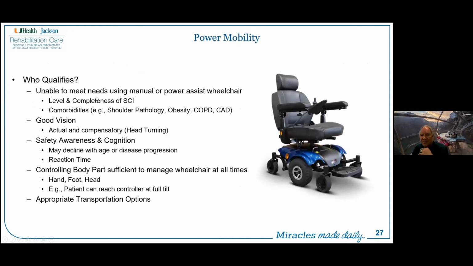So who qualifies? Those who cannot meet their needs using a manual or power assist wheelchair. This is going to depend upon level and completeness of spinal cord injury as well as the comorbidities. So take into account shoulder pathology, obesity, body weight, COPD, CAD. Those are going to be contributing factors to the need for power mobility. Folks need to have good vision, actual and compensatory, good safety awareness and cognition, recognizing this can worsen with age. Their reaction time may also decrease.